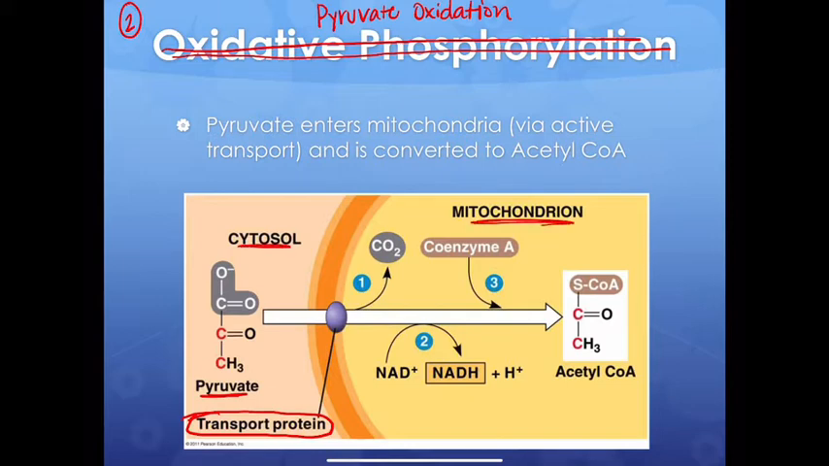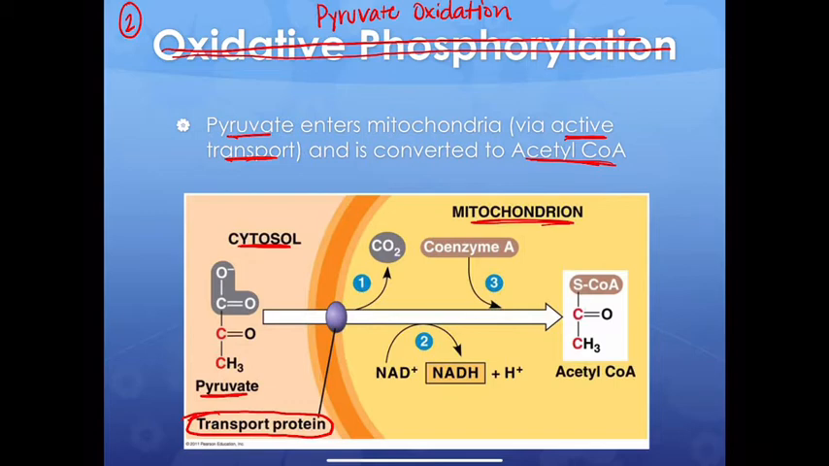All right, and so transport proteins, most of the time, are going to require energy to be able to move that in. And so that's why this process doesn't really net any energy. All right, so it's active transport. It requires energy, it's active transport, and pyruvate gets converted to acetyl-CoA.